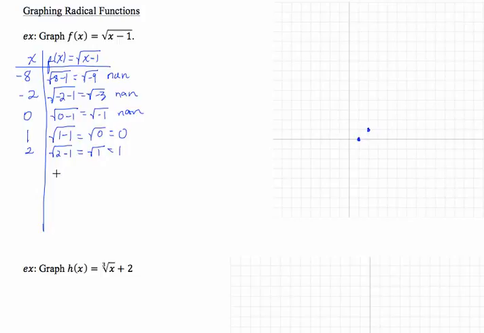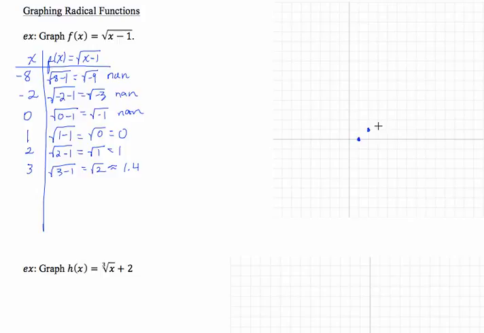Square root of 3 minus 1 is the square root of 2. Now that's not exact, but because we're plotting, we would need to approximate that. Square root of 2 is about 1.41421. Let's just round to 1 decimal here because I'm not going to be able to plot more accurately than that anyways. So 3, 1.4, somewhere in there.